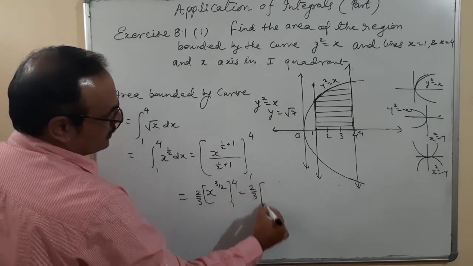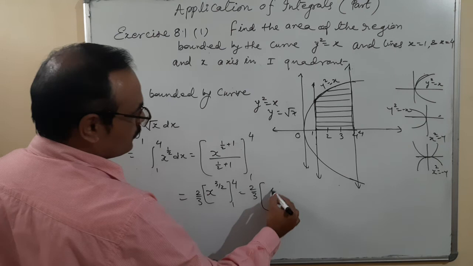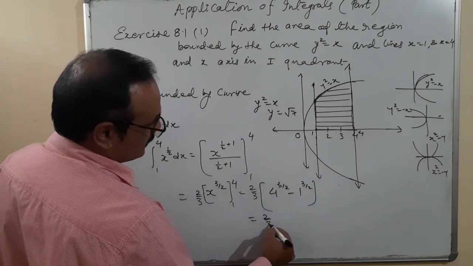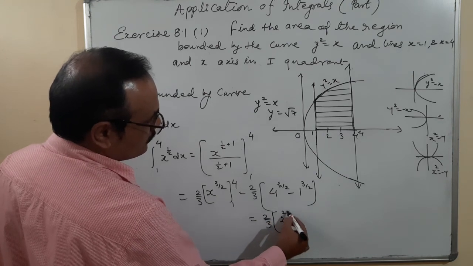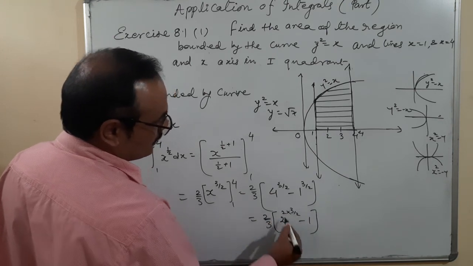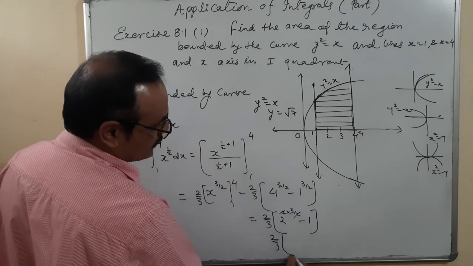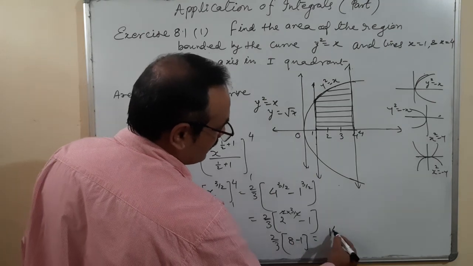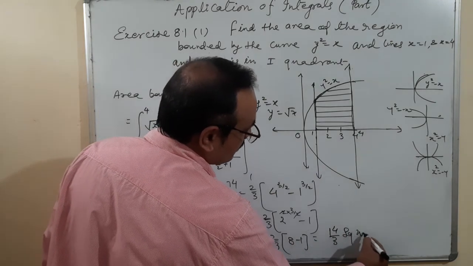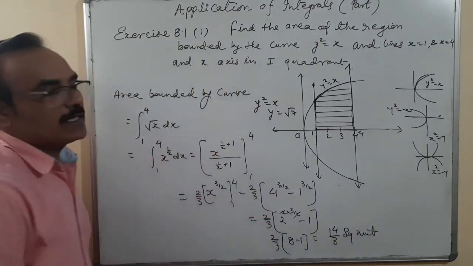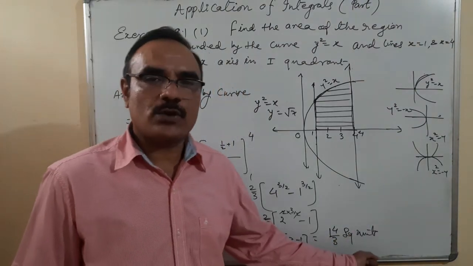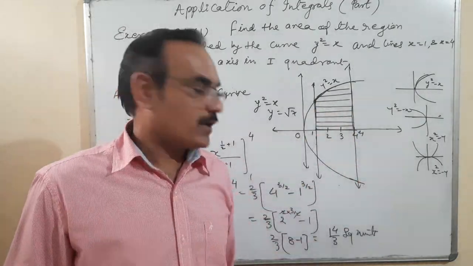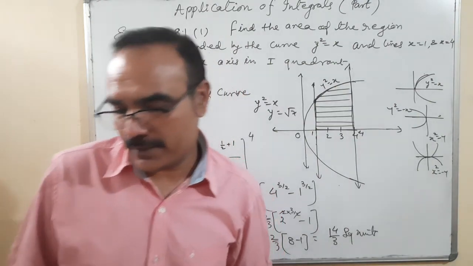2 by 3 out. First in place of x will have to put 4. 4 to the power 3 by 2 minus 1 to the power 3 by 2. 2 by 3, 4 can be written 2 into 2, 2 square, 3 by 2 minus 1. 2 cancel, 2 by 3, 2 to the power 3, 8 minus 1. So it is 7, 14 upon 3 square unit. This is the area, because area is always coming in the form of square units. Its unit is square. So area of this is 14 upon 3 square unit. Okay.